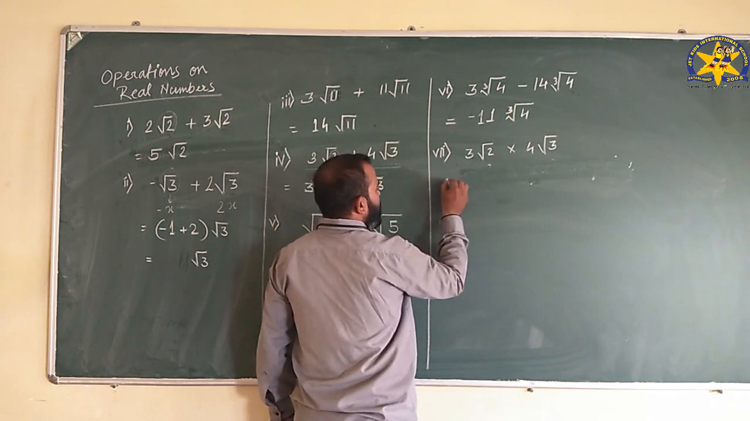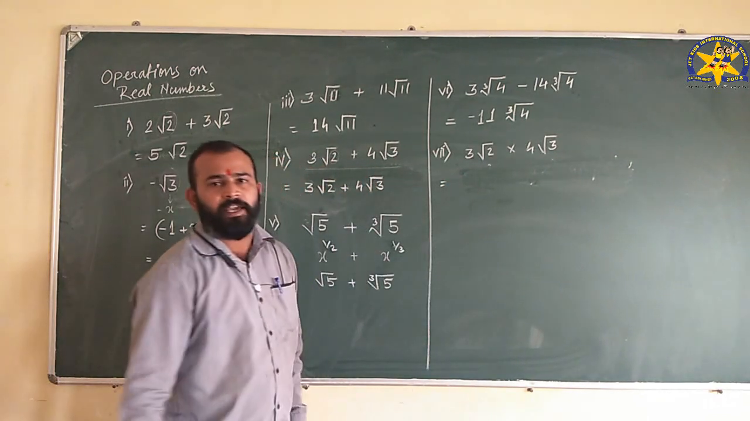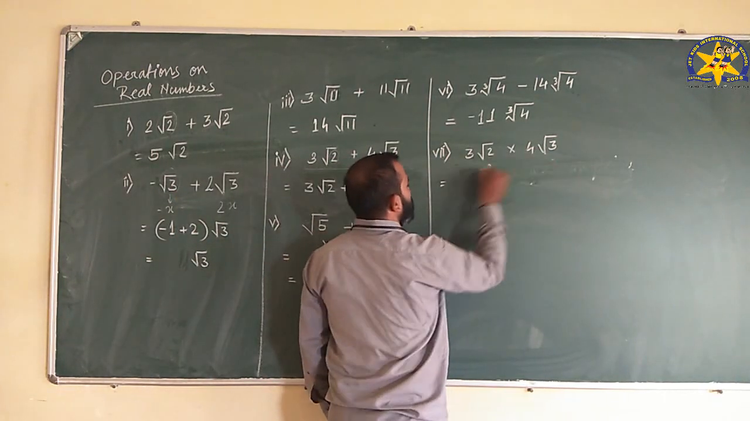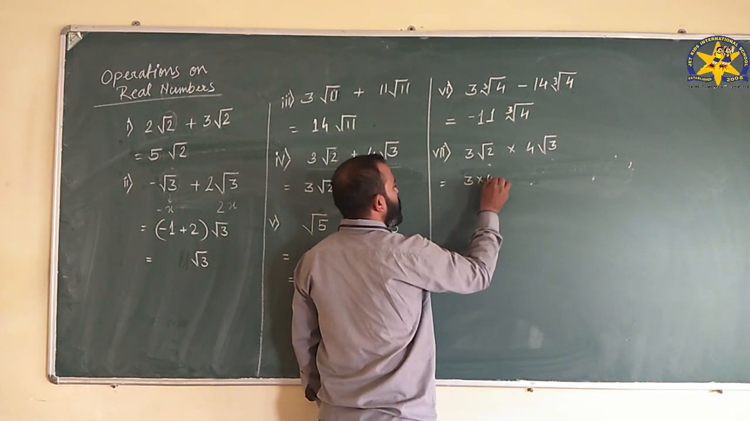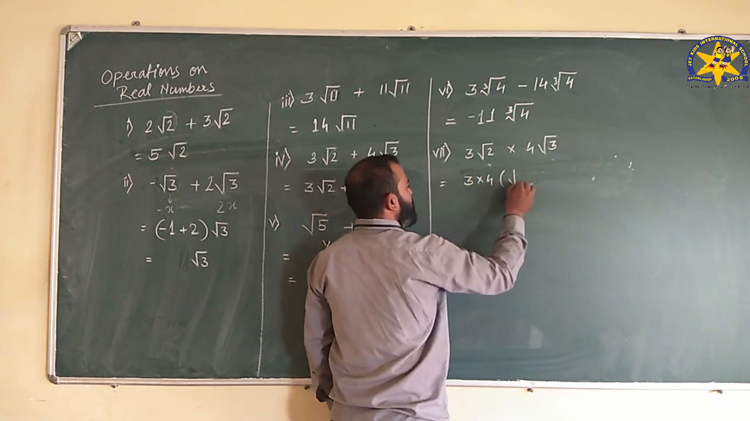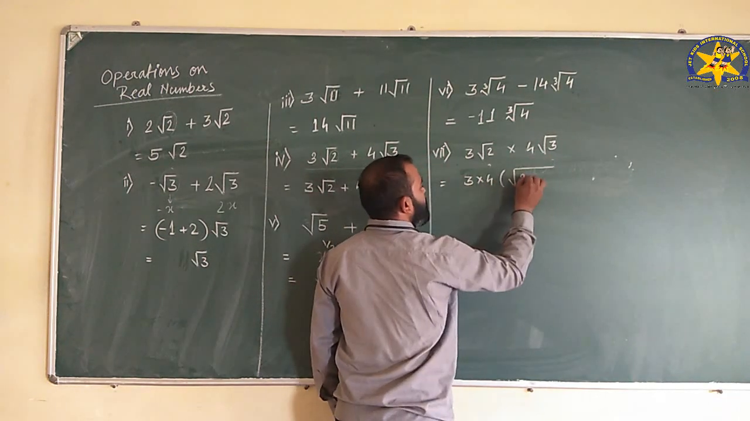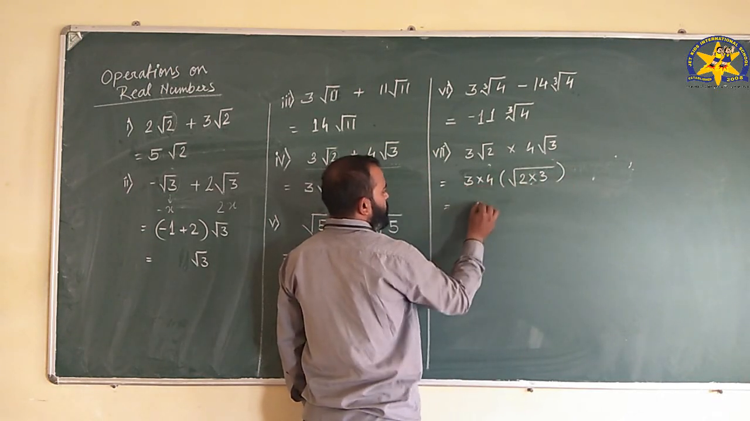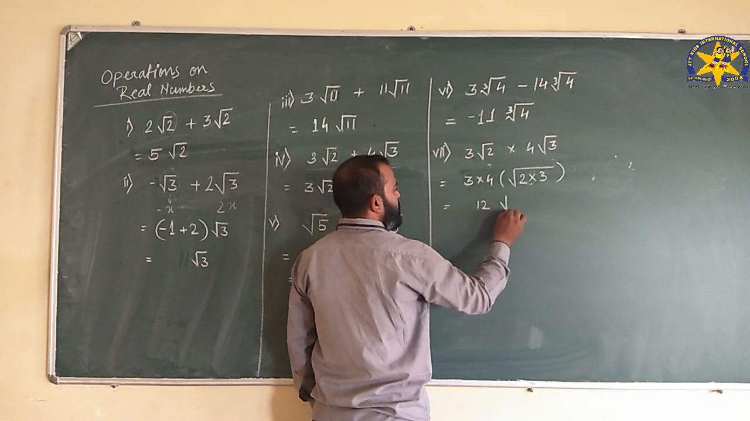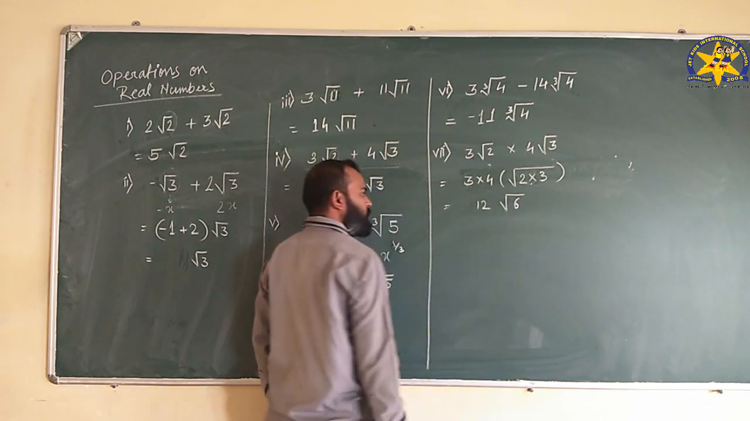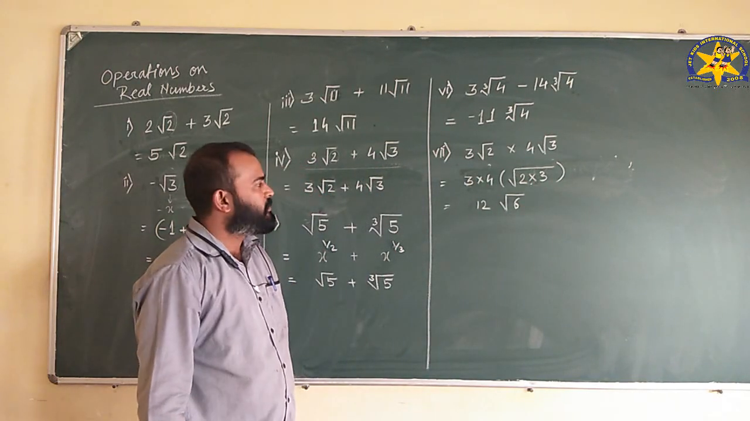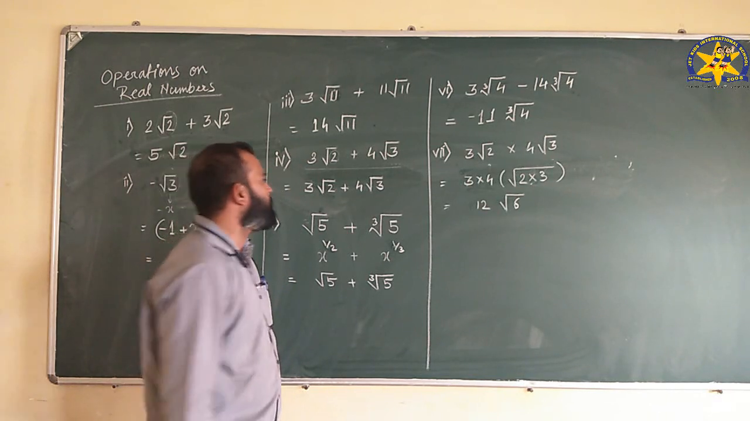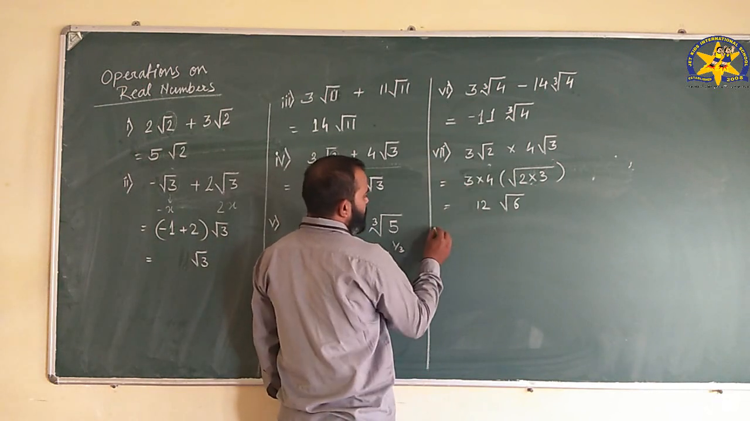Here in multiplication we multiply rational by rational and irrational by irrational. So 3 multiplied by 4, and in the root what will come? 2 multiplied by 3. 3 4s are 12 and in root 6. 2 3s are 6. Right? So in this way we can multiply any two real numbers, or we can say irrational numbers.